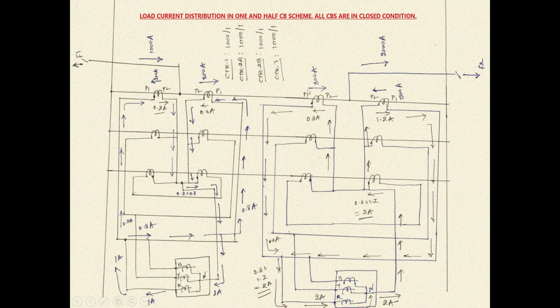If you see in this CT, current is entering through the P1 terminal in the primary side. That means the current must leave through the S1 terminal in the secondary. Basically, the side corresponding to P1 is the S1 side, and the side corresponding to P2 is your S2 side. So current is entering through the P1 terminal, which means current must leave through the S1 terminal. And how much current will leave? 0.8 ampere. If you trace this dotted arrow, 0.8 ampere will be leaving, and it will come up to this point.